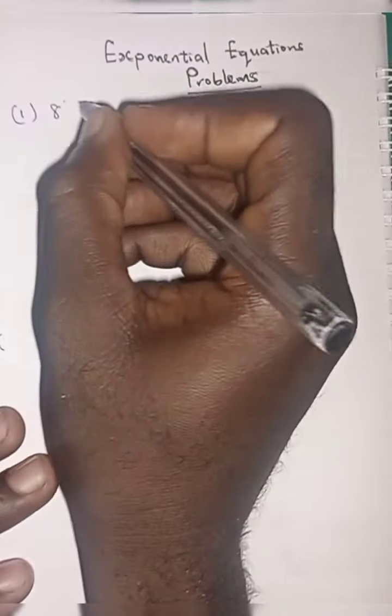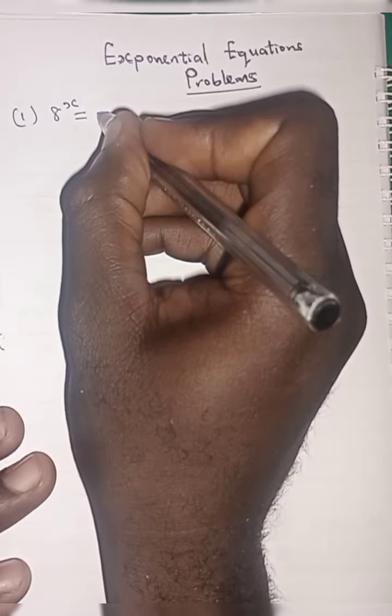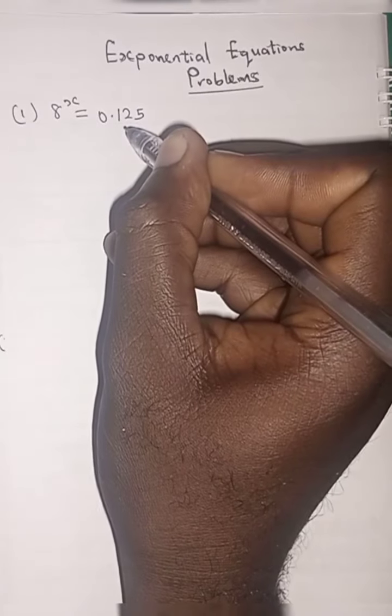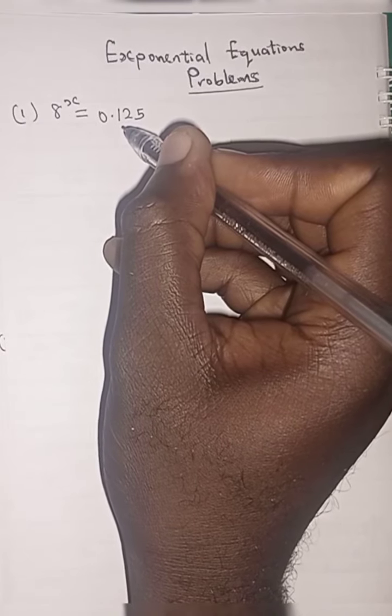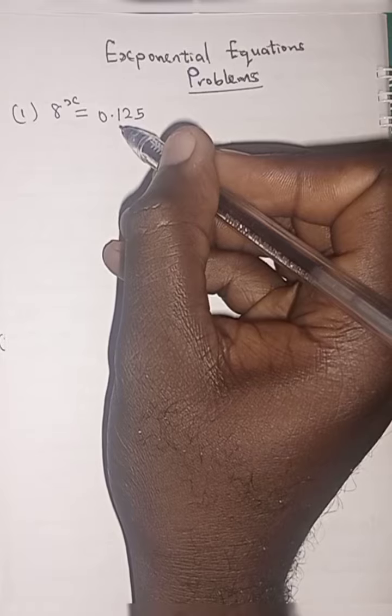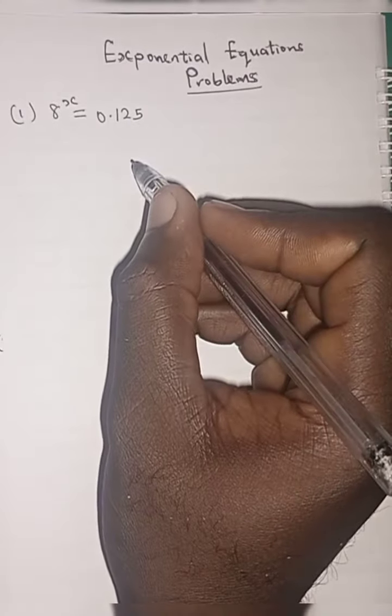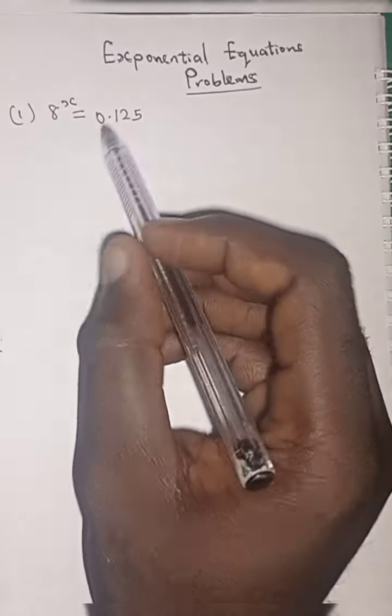Hello, viewers. In today's lesson, we shall be looking at some questions on exponential equations. So let's take a look at this problem: 8 raised to power x equals 0.125. When we have a question like this, this one is in decimal form.